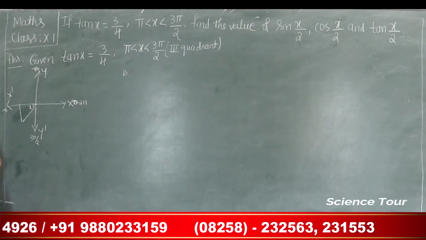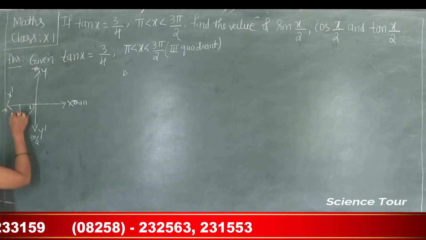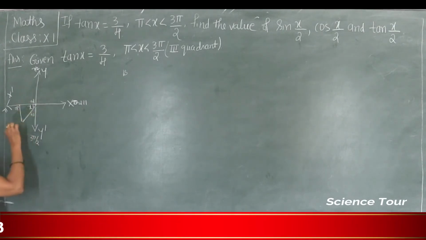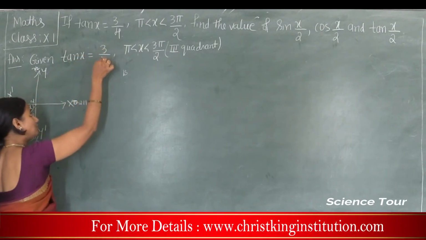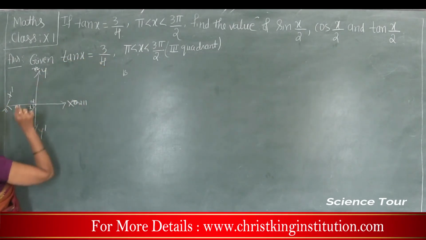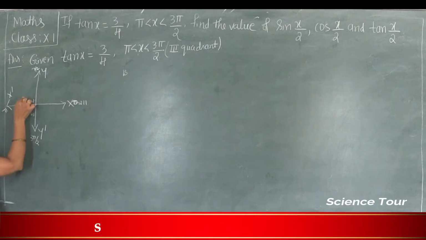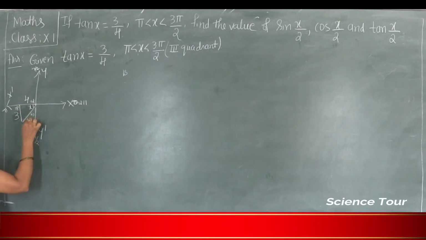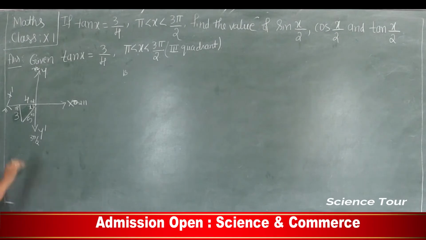Correct? Now what is given? Tan x. So opposite side, hypotenuse side, adjacent side. Tan x is 3 by 4 means opposite side divided by adjacent side. Opposite side 3, adjacent side is 4. What is our hypotenuse side? Use Pythagoras theorem and find the hypotenuse side. The hypotenuse side is 5. You know how to apply Pythagoras theorem and how to find this hypotenuse side, right?